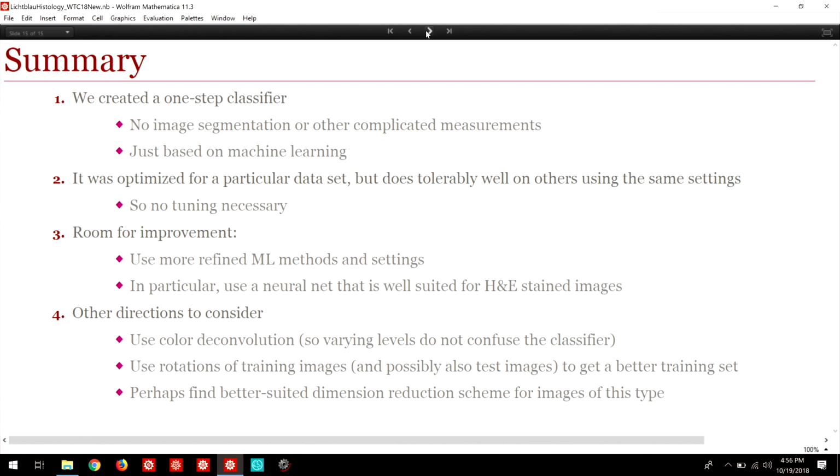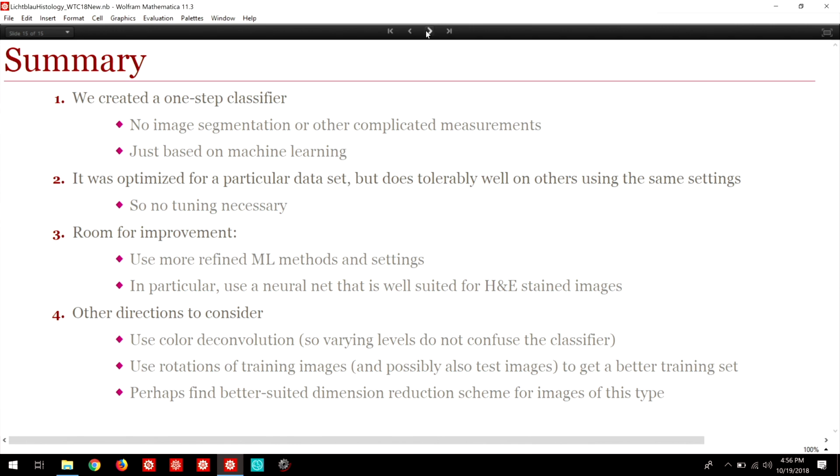It was optimized for a particular data set. It does tolerably well on others. I say so, no tuning necessary. Yeah, take that with a grain of salt. Maybe we should retune a bit for different types of cancer tissue. Room for improvement, yeah, there's plenty. BreakHis, even though we're getting 80 to 90% on that test set, we could do better, I think.